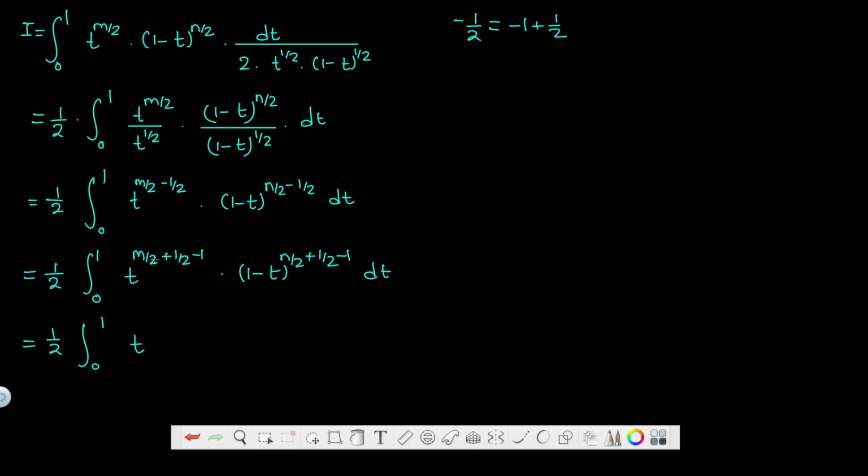Here we can take 1 over 2 common from these terms, then we get m plus 1 over 2 minus 1 outside, times 1 minus t to the power, taking 1 over 2 common from these two terms, n plus 1 over 2 minus 1, dt. So let's go here.